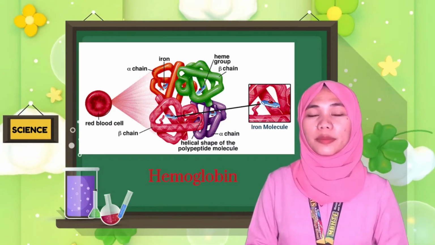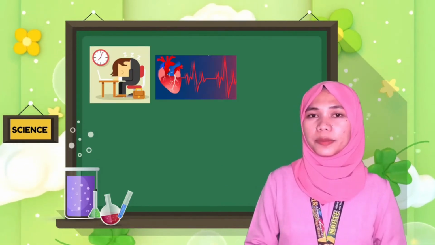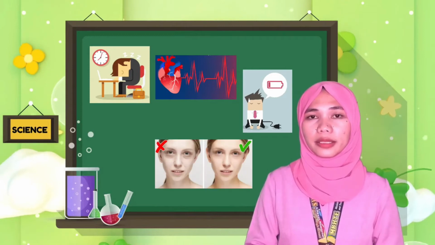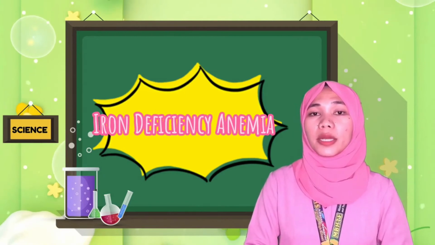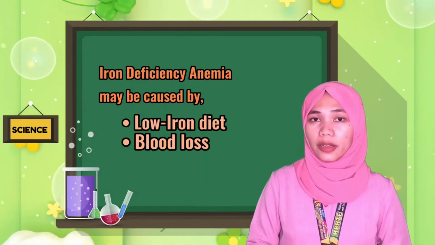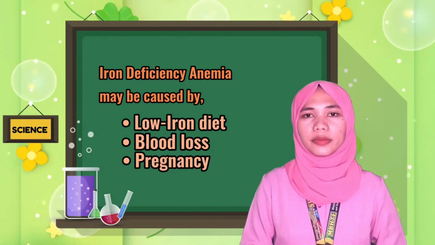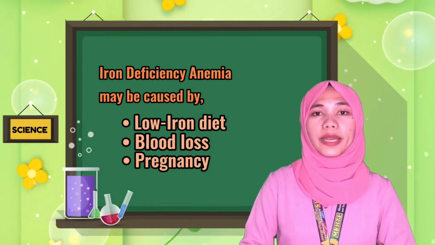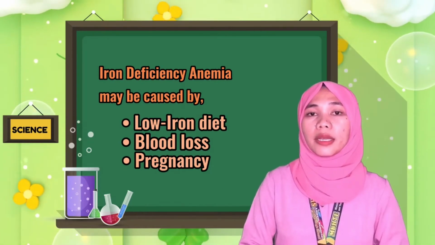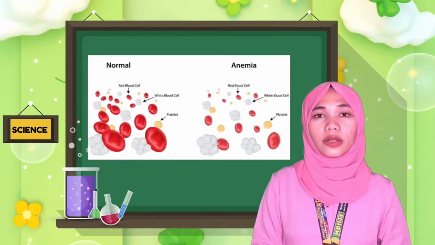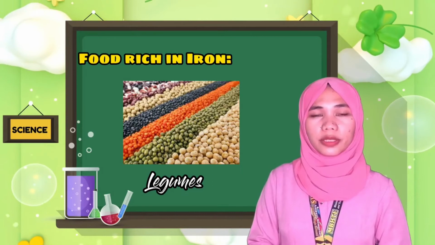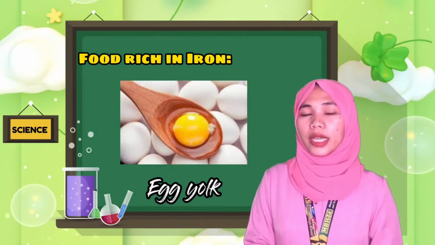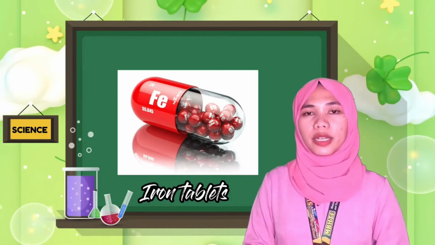If someone is experiencing symptoms such as tiredness, heart palpitation, lack of energy, pale skin, and shortness of breath, he or she might have iron deficiency anemia. This type of anemia may be caused by a low iron diet, blood loss, or perhaps pregnancy. The symptoms mentioned are experienced by the person with iron deficiency anemia because the red blood cells can carry less oxygen. Know any food that is rich in iron? Dark green leafy vegetables, legumes, red meat, and egg yolk. And sometimes doctors prescribe iron tablets.